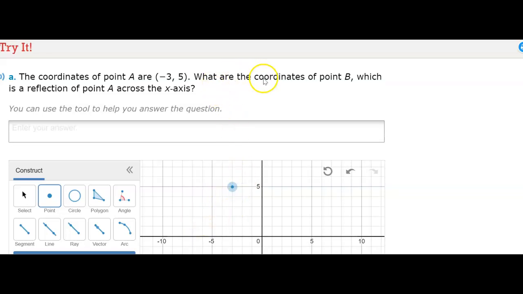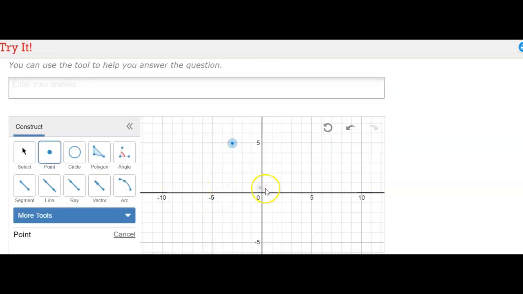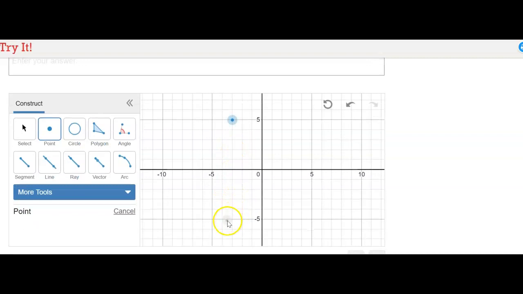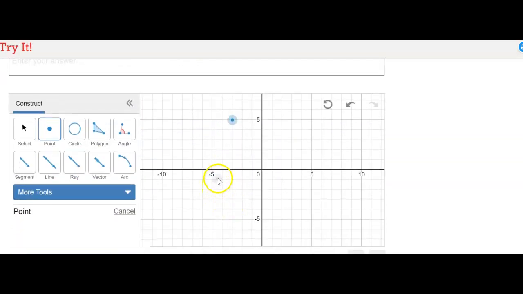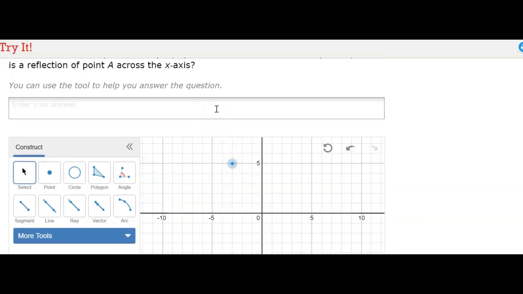Now it's asking for the reflection of point A across the x-axis. So the x-axis is the horizontal line. So if I'm reflecting across that line, that means my point needs to be on this side of the line. So the reflection would be, instead of -3, +5, the x-coordinate stays the same at -3, but now my y changes to -5. So now my answer would be -3 and -5.